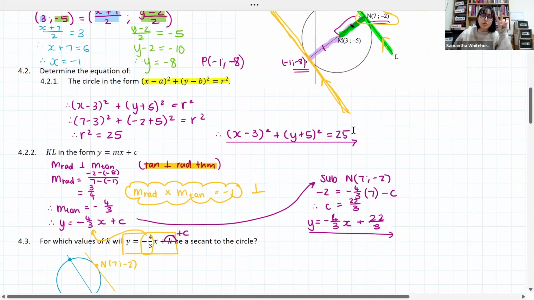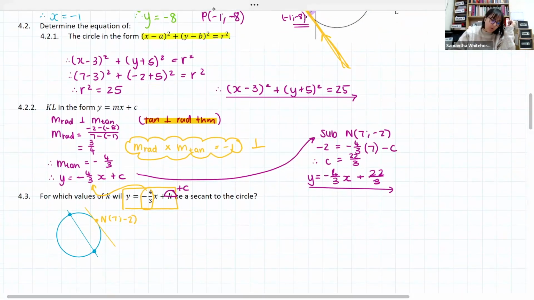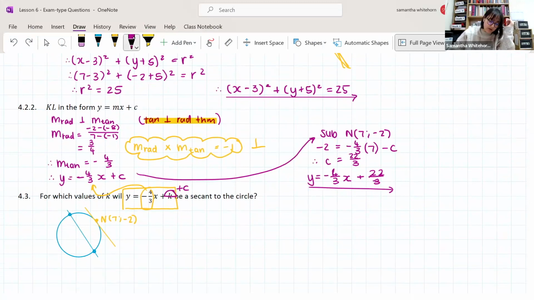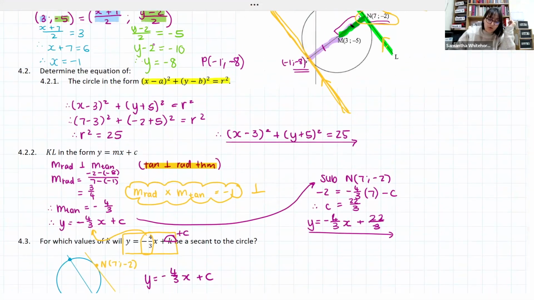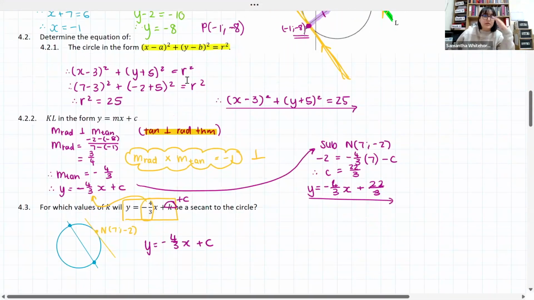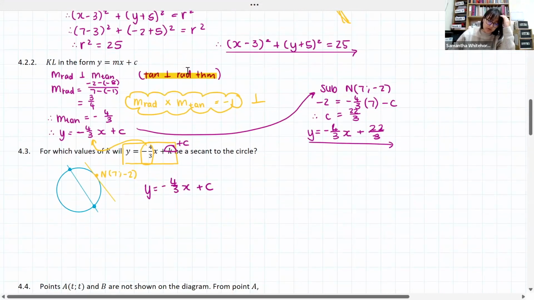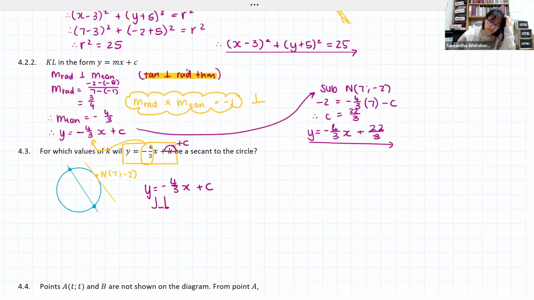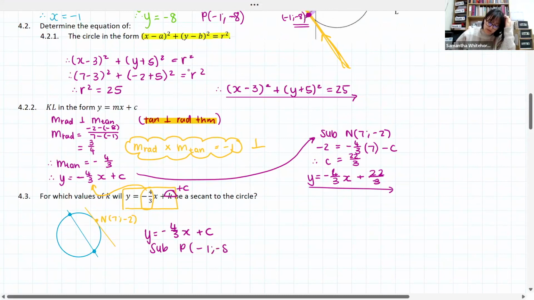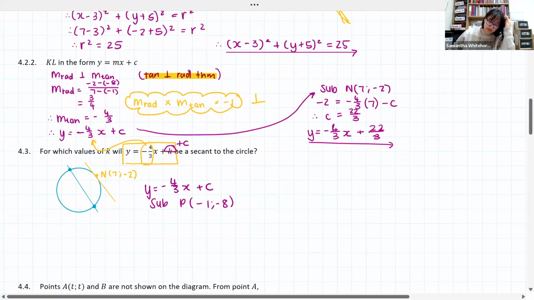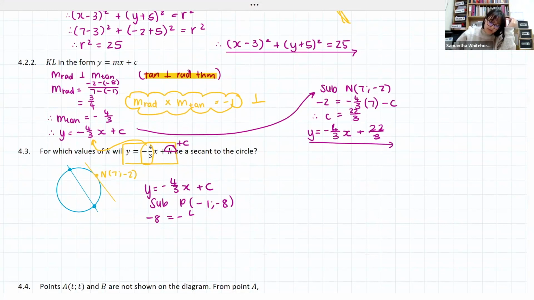Now, because those two tangents are parallel to each other, I already know that it's y is equal to -4/3x. I just need to figure out what the c value is. I know that it must pass through that point P because that's the point where the tangent will touch the circle. So I can just substitute in point P, and we've already worked out that P is at (-1, -8). So if I substitute that in, -8 is equal to -4/3 times -1 plus c.